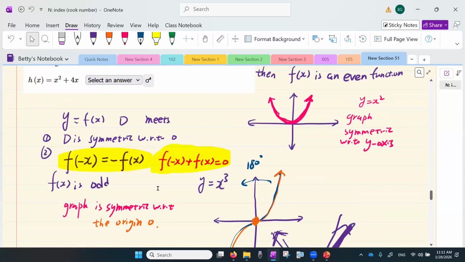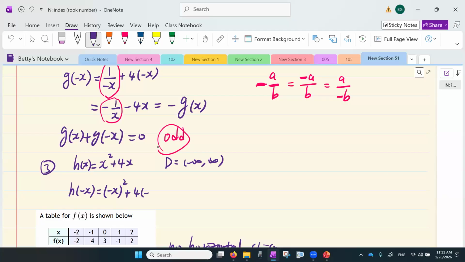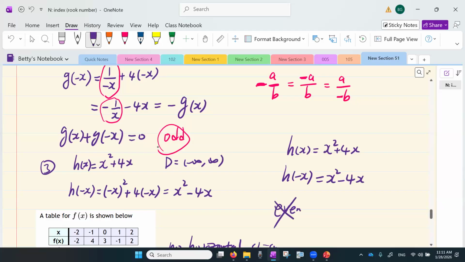Let's see number 3. x squared plus 4x, h of x. Domain is all real. No restriction on x, right? And let's look at h of negative x. That is negative x to the power 2 plus 4 times negative x, which is x squared minus 4x. Just look: h of x is x squared plus 4x. h of negative x is x squared minus 4x. They are not the same. So the function is not even.